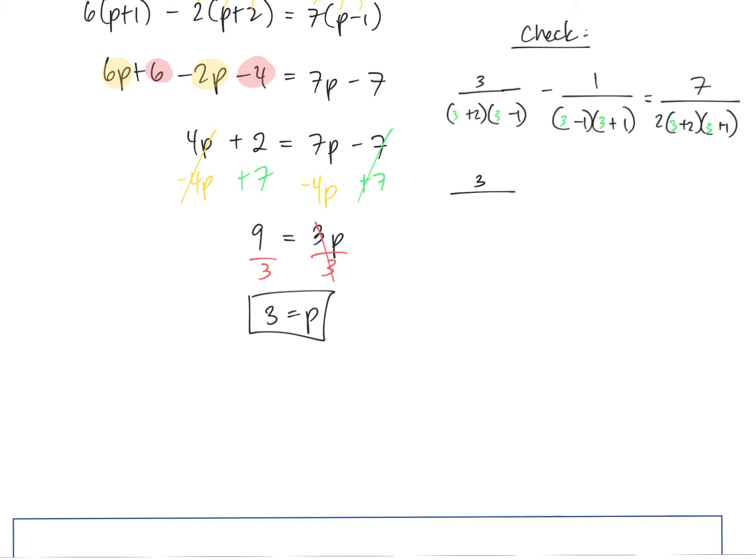So then we have 3 over 5 times 2 minus 1 over 2 times 4 equals 7 over 2 times 5 times 4. So you know what? None of these turned out to be 0. So because none of them turned out to be 0, we're good. So because of that, we do have our solution. P equals 3 checks out.